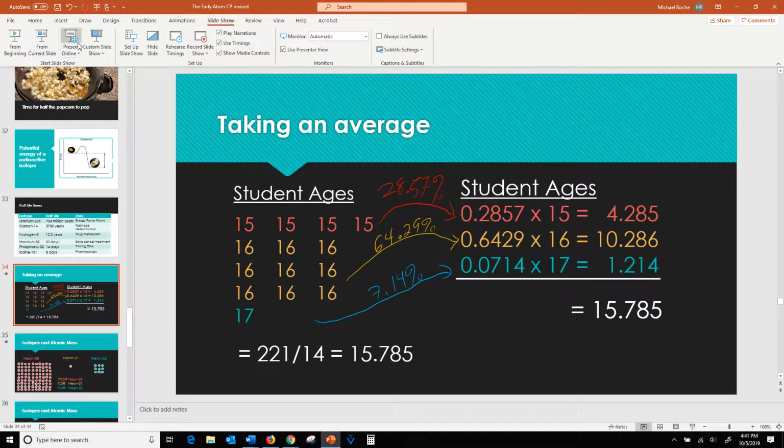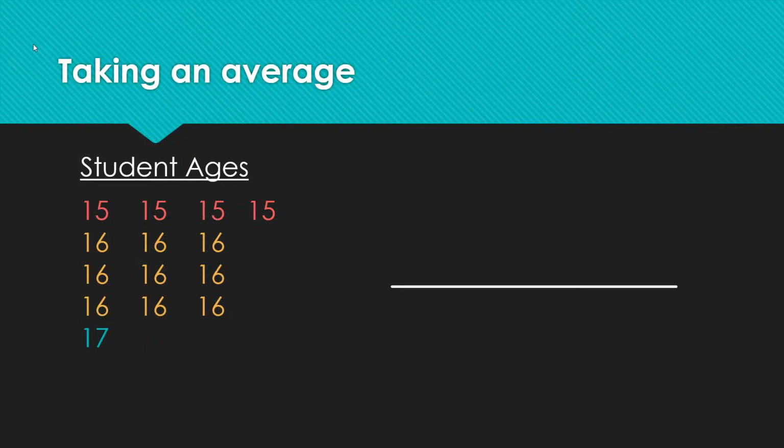All right, so let's talk about this average, weighted average that happens with elements. So if I had a class and these were the ages of the individual students, right? So I had four kids who were 15 and a bunch of kids who were 16 and one kid who was 17.